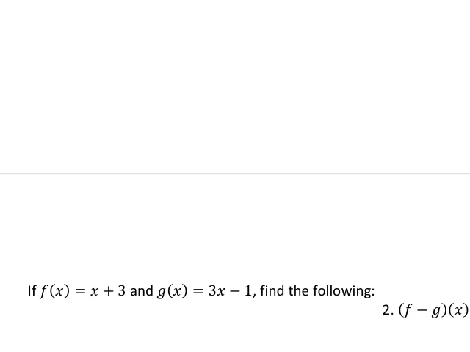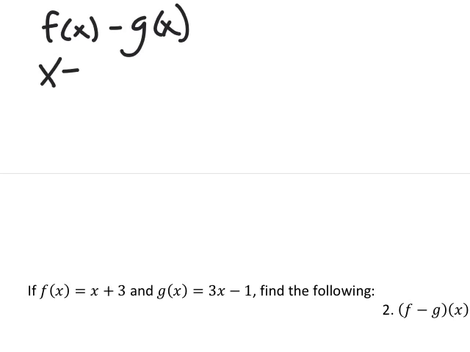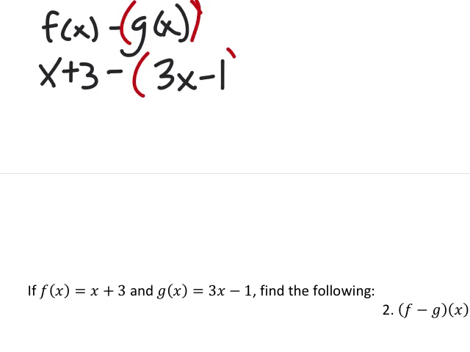Alright, on number 2, we have f minus g of x. All that means is that we're going to take f of x and subtract g of x. So we're just going to write this function exactly how it is, this x plus 3. The problem is that this is minus the entire function, so you may want to put g of x in parentheses like this. And what that means is that when we put the 3x minus 1 in, it's the negative or the opposite value of both of those, okay?